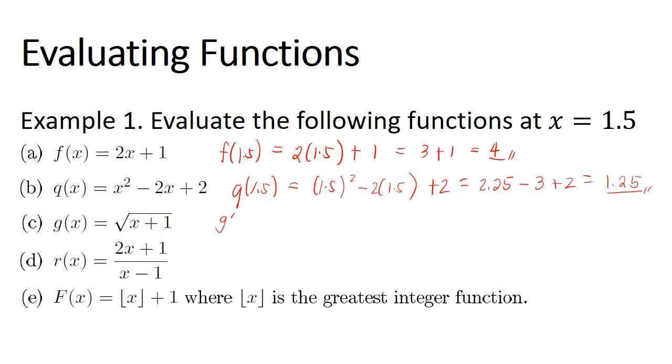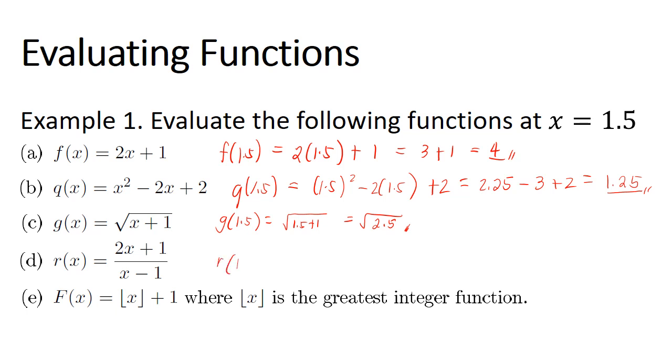How about g of x? So g of 1.5 is equal to the square root of 1.5 plus 1, which is equal to the square root of 2.5. So unfortunately, 2.5 is not what we call a perfect square, so hindi mo na yan masisimplify pa. Or kung gusto mong gawing fraction, okay lang din naman. Pero I'm okay with this na.